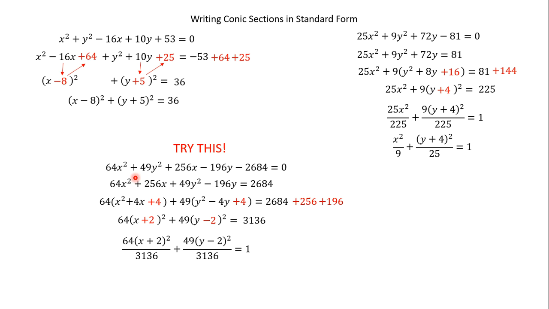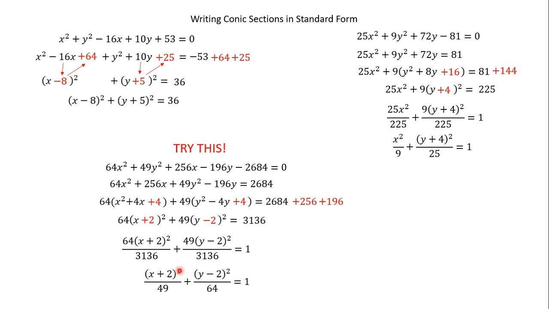So we divide by 3,136. It turns out that 3,136 is 64 times 49. Hey, 225 was 25 times 9. That'll actually happen a bit this year. It doesn't have to, but when the problems are set up to work out and be easier, that happens a lot. So 3,136 divided by 64 will give us a 49, and divide by 49 will give us a 64.